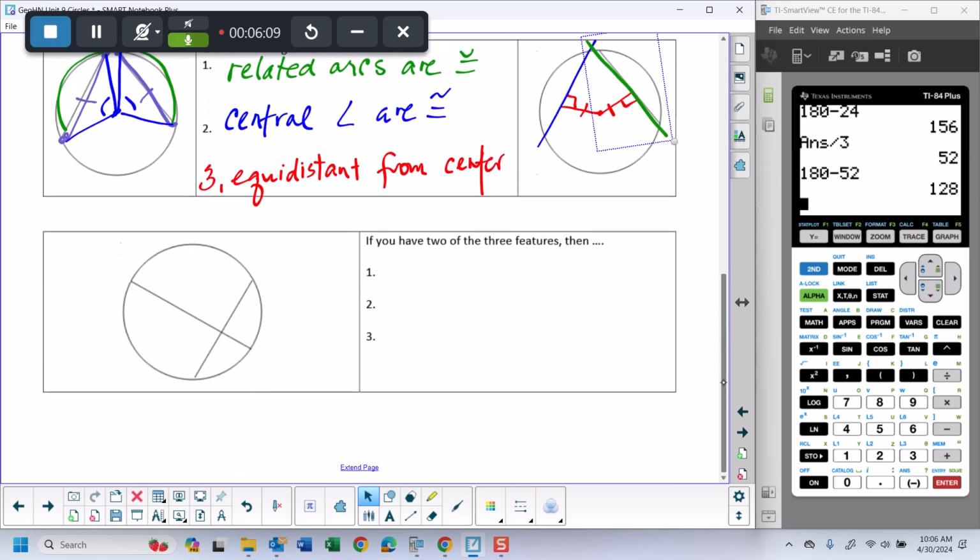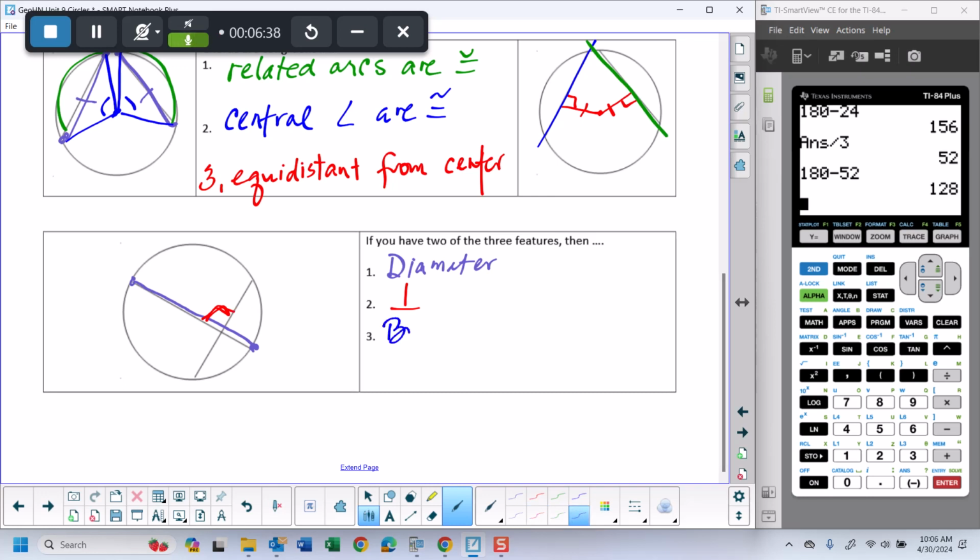We started to talk about this, but we never finished it last class, when we talked about having two of the three features. And we said, if you have a diameter, that is going to be a special kind of chord that goes through the center of a circle. If that diameter is perpendicular to a chord, then it's going to bisect that chord.